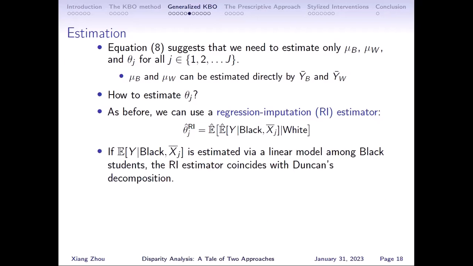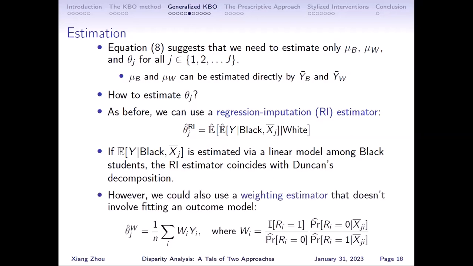And if the outcome model is estimated using a linear model among Black students, as in Duncan's analysis, the regression imputation estimator will coincide with Duncan's decomposition. But we can use alternative, more flexible models for the same estimate. And we can also use a weighting estimator that doesn't involve fitting an outcome model, only a propensity score model. So basically, these estimators are the same as their counterparts in the canonical one covariate case, except that we do this iteratively for different sets of covariates.